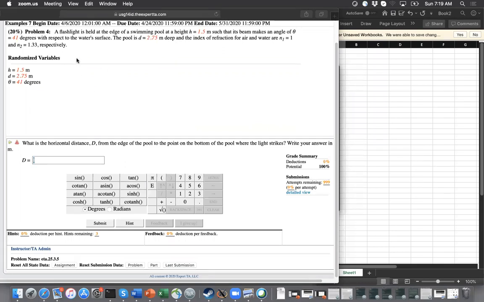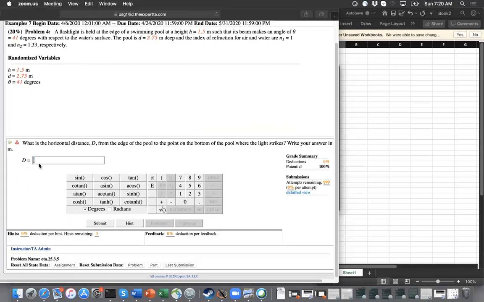So the problem's written like this. A flashlight is held at the edge of a swimming pool at a height of 1.5 meters such that its beam makes an angle of 41 degrees with respect to the water's surface. The pool is 2.75 meters deep, and the index of refraction for air and water are 1 and 1.33 respectively. We're asked, what is the horizontal distance d from the edge of the pool to the point at the bottom of the pool where the light strikes? Write your answer in meters.